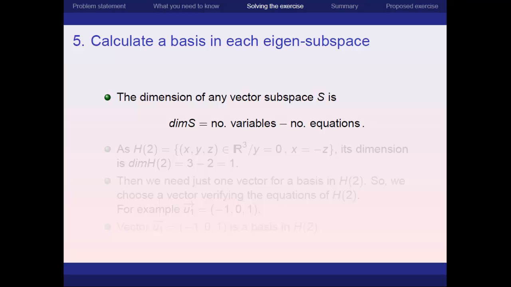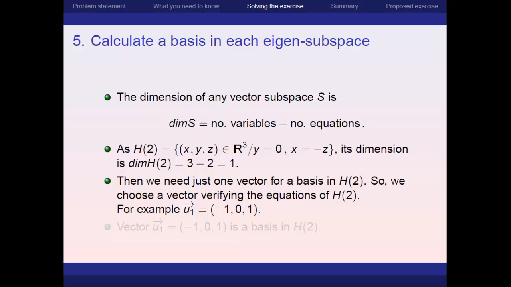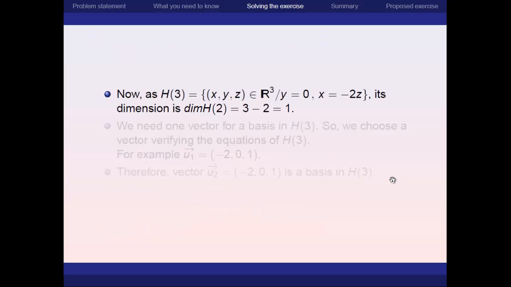5. Calculate a basis in each eigensubspace. The dimension of any vector subspace S is the number of variables minus the number of equations. As H of 2 equals (x, y, z) in R3, y equals 0, x equals minus z, its dimension is 3 minus 2 equals 1. Then we just need one vector for a basis in H of 2. So we choose a vector verifying the equations of H of 2. For example, u1 equals (minus 1, 0, 1). Vector u1 equals (minus 1, 0, 1) is a basis in H of 2.